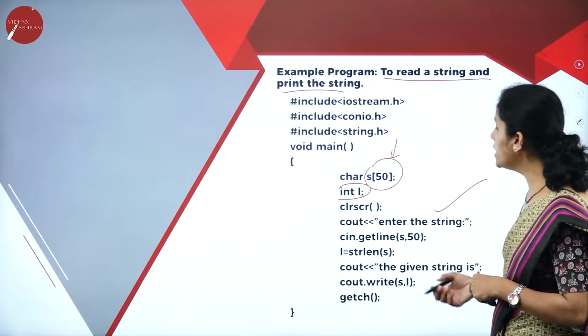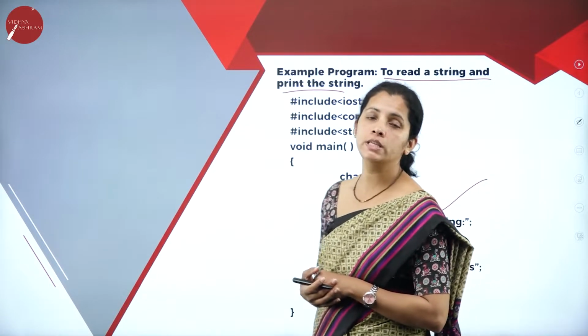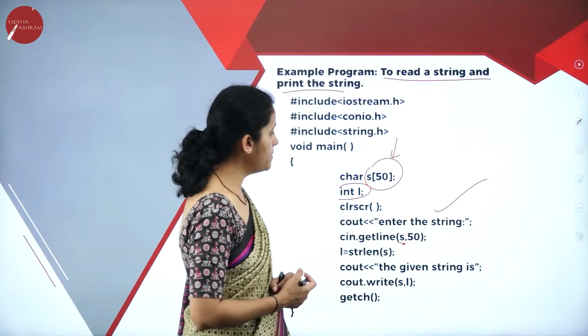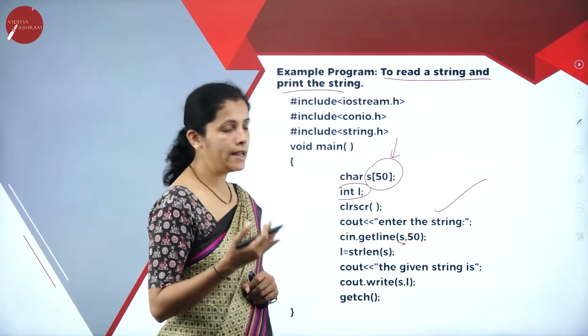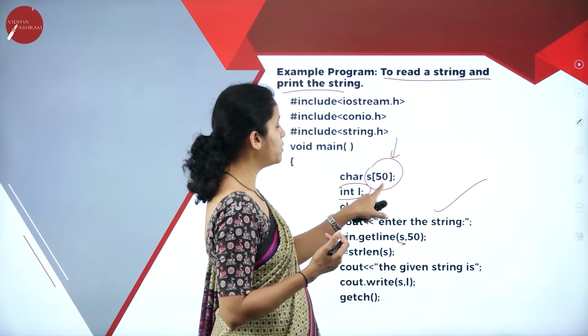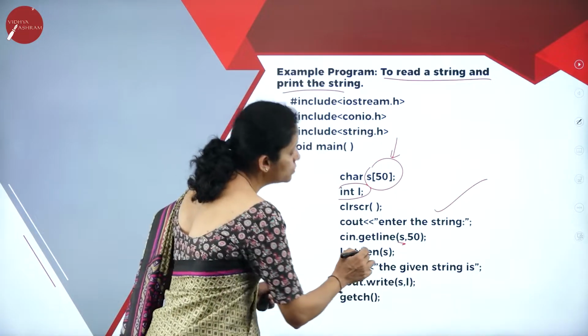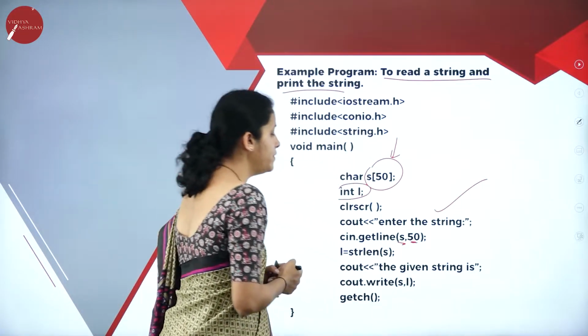Now I'm going to read the input by using getline function. So what is my string name? It is S, and what is the length? Here it is 50, because the size of the array S is 50. So here I'm going to specify 50.